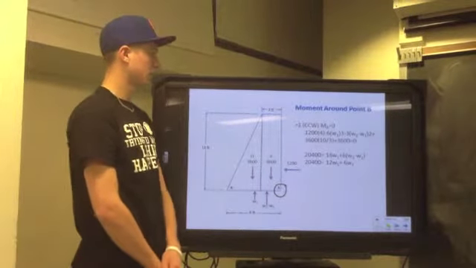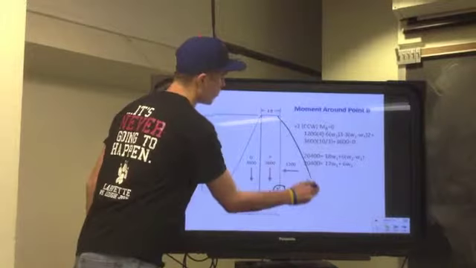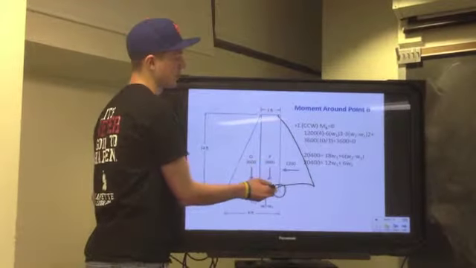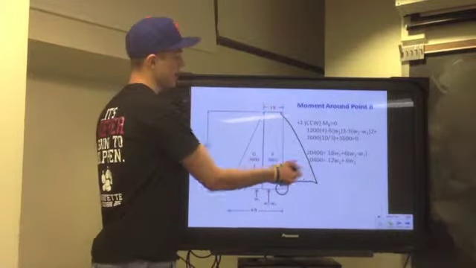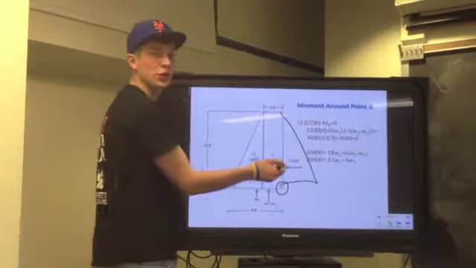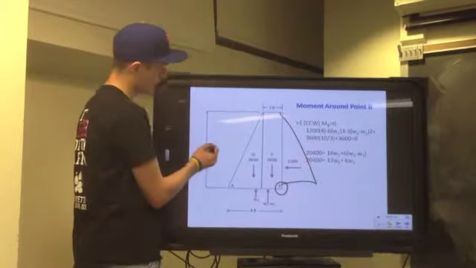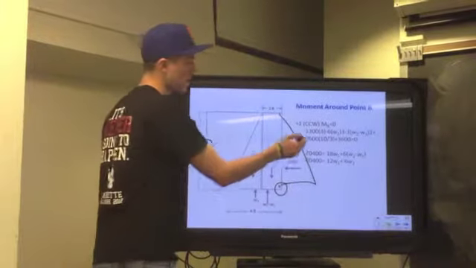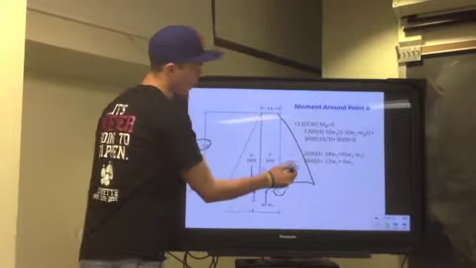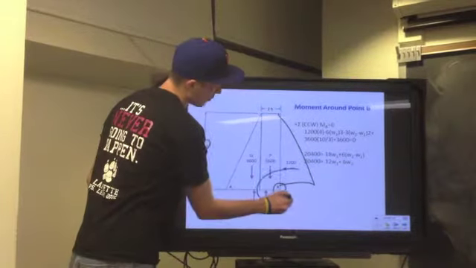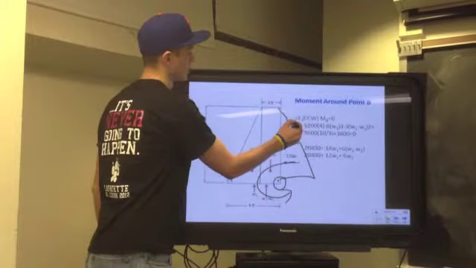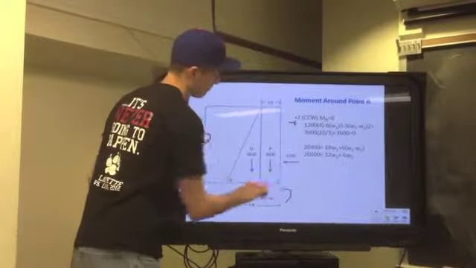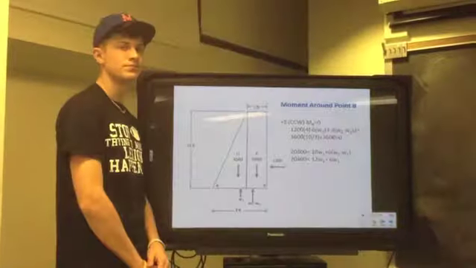So to start off, we're going to use the distributed load over here, and we found the equivalent force to be 1200. And since it is a triangle, you're going to do 1/3 from the largest side of the triangle, so 1/3 of 12 is 4. So that's 1200 times 4, and since the force is working in the counterclockwise direction, you know that that is going to have a positive value.